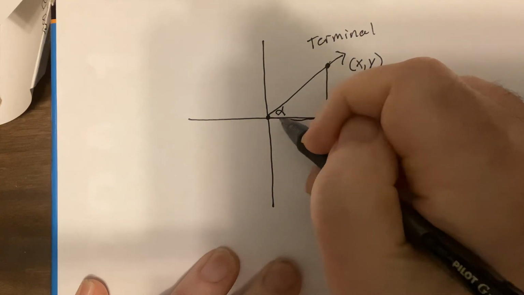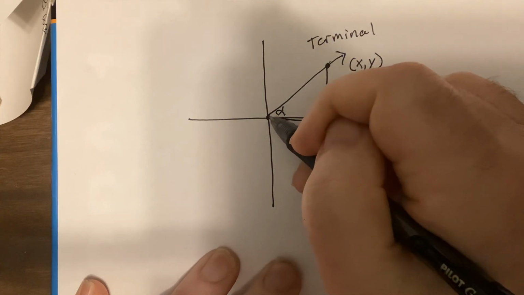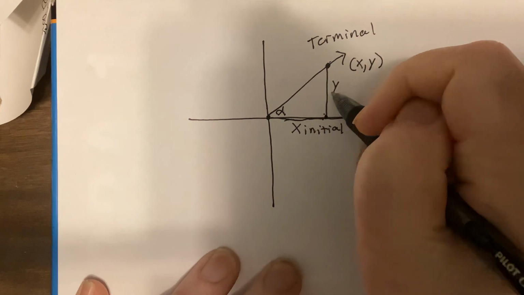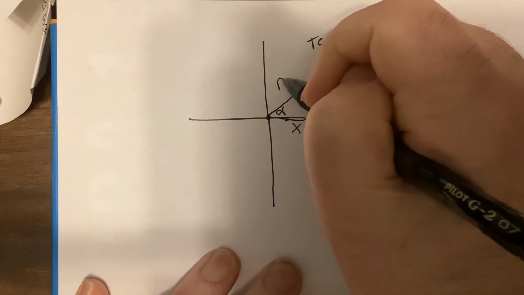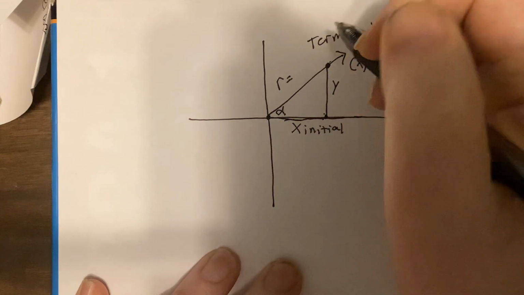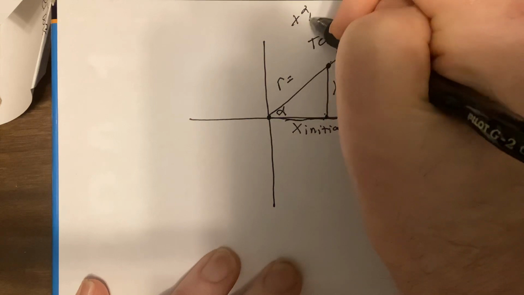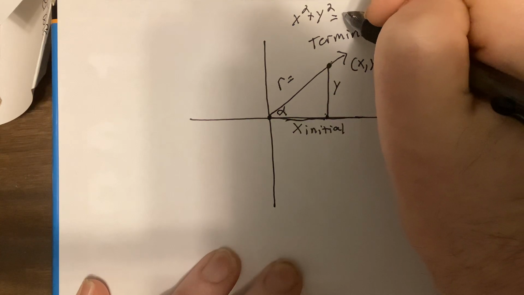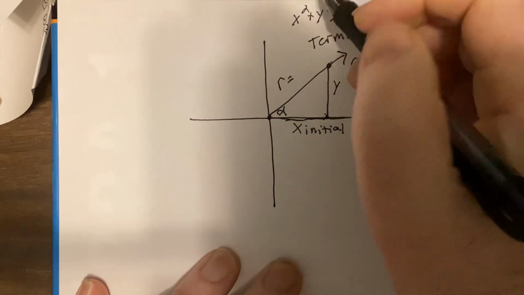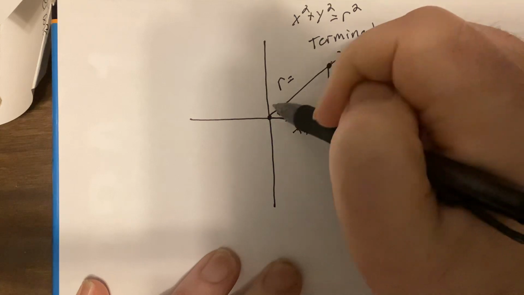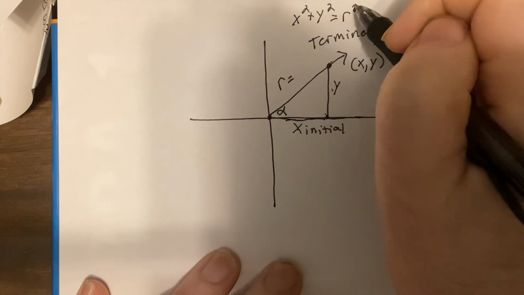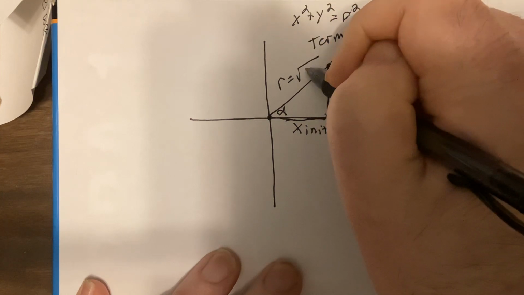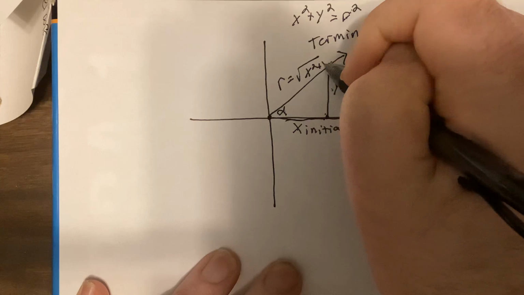So this side would have distance x, because that's how far you go to the right to get to this point. This is y. This they call r, and using the quadratic formula, x squared plus y squared, I said quadratic formula, I meant Pythagorean theorem. Sorry about that. Pythagoras says that this squared plus this squared has to equal this squared. So if I take the square root of this, r is the square root of x squared plus y squared.